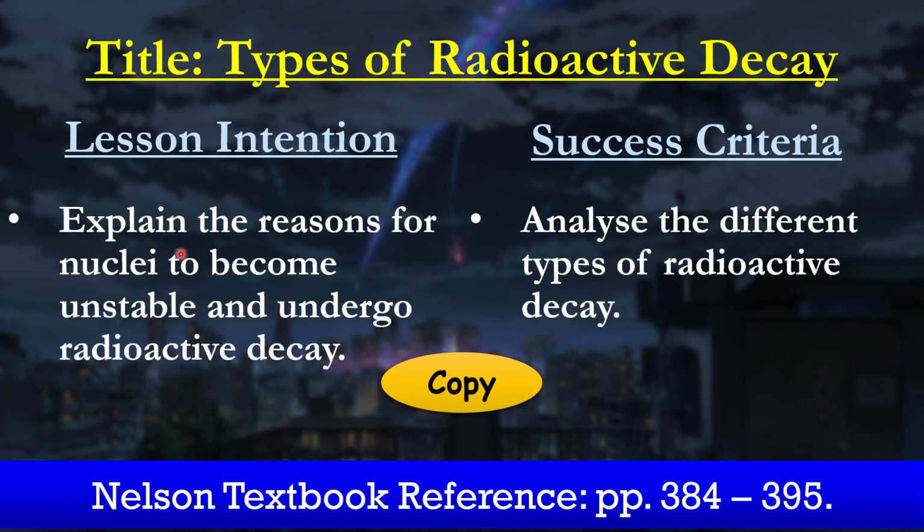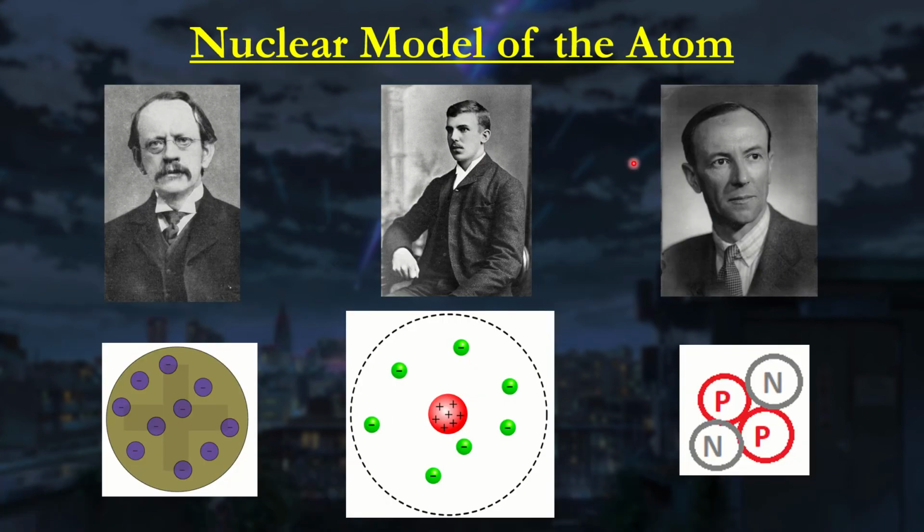As we said before, we're going to explain the reasons for a particular nucleus to become unstable and undergo radioactive decay, and we're going to analyze the different types of radioactive decay that can occur. Alright, so first things first, obviously let's look at the model of the nucleus.